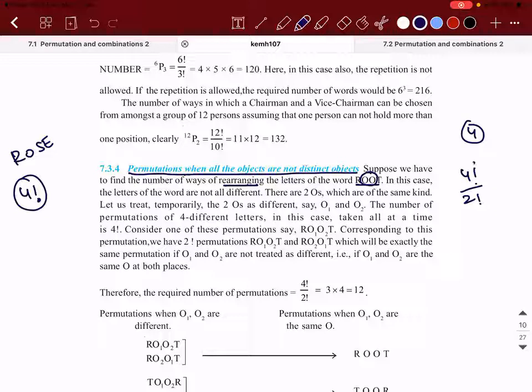If I do 4 factorial, for example, what will be the output? I'll get 24 new words. Correct? So if I rearrange the letters of the word ROOT among themselves, I'll get 24 new words, whether they have meaning or not. That is not my concern. But when I do the same thing with ROOT, I'm not going to get 24 outputs. Out of those 24 outputs, only 12 are meaningful, which is what we are saying by dividing by 2 factorial. But why are we doing it?